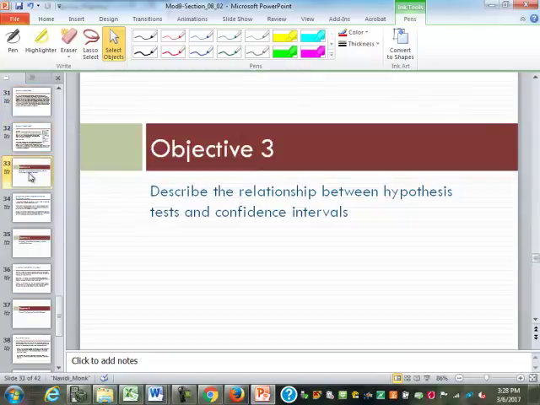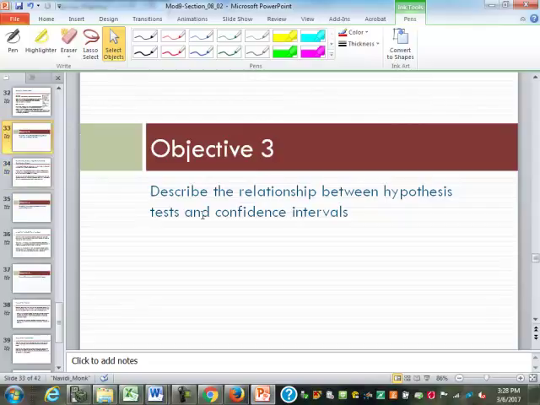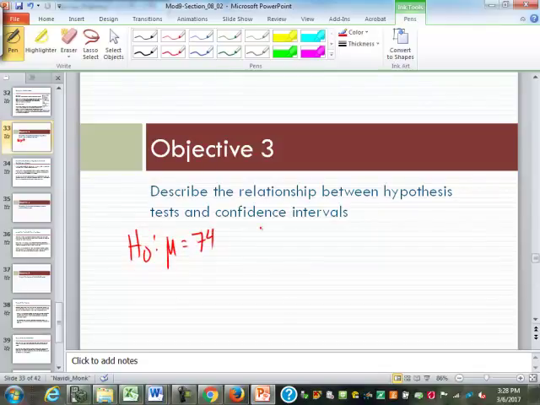So let's move on. Let's describe the relationship between hypothesis test and confidence intervals. So this is what I had said before. We have that null hypothesis. It states that the population mean was 74. Well, we take a sample. So we're going to assume that the mean really is 74. But now we take a sample, and the sample mean gives us 76. And we construct a confidence interval around it, and that confidence interval around it does not include the 74.